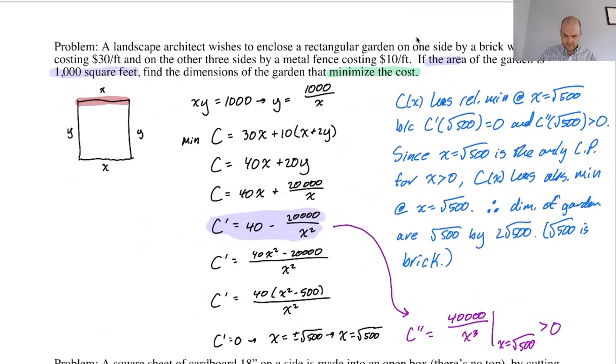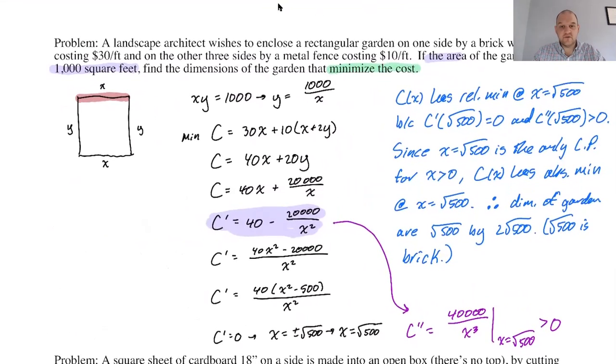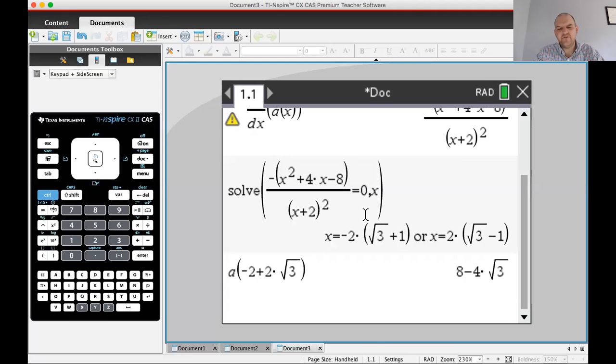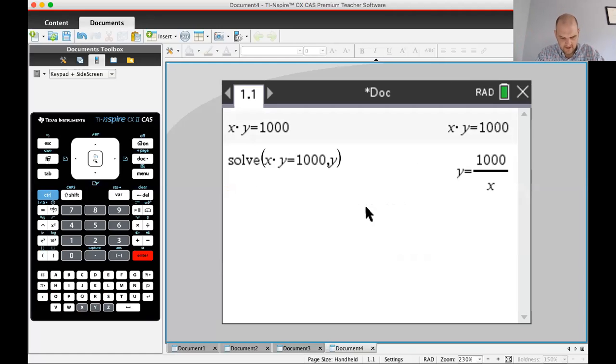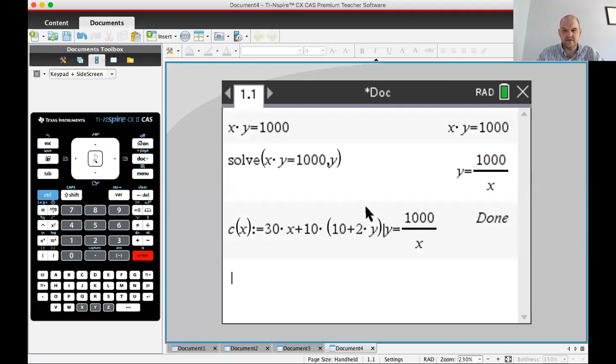All right, so I think that problem's done. I think what we should do is go to the calculator and redo the problem and see if we got it right. I feel like we did. I'm going to do a new document here. So I have x times y is equal to 1,000. Then I solved this for y. I got that the cost, C of x, is going to be 30x plus 10 times, there's one x and there are two y's, such that y is equal to this.